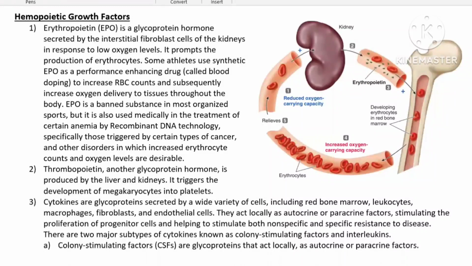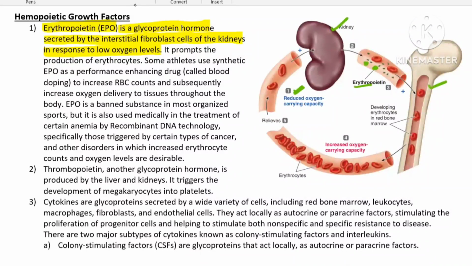Right now we studied that hemopoiesis is under the control of a few growth factors, hemopoietic growth factors. One important hemopoietic growth factor is erythropoietin. Actually, it is a glycoprotein hormone. It is a hormone which is secreted by the interstitial fibroblast cells of the kidney in response to low oxygen level. So you can see when the oxygen carrying capacity decreases, then the kidney will release erythropoietin. You can see this is the erythropoietin which is released from the kidney.